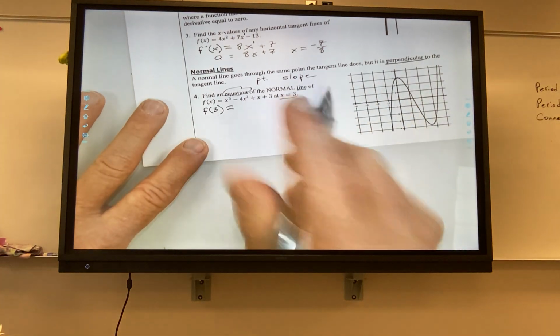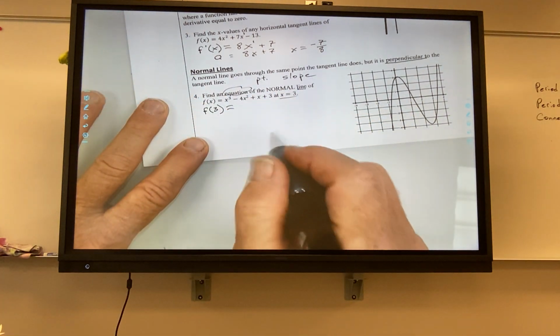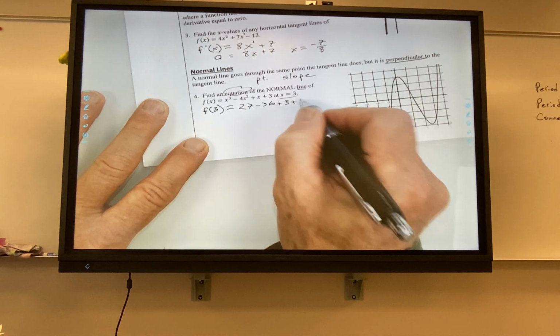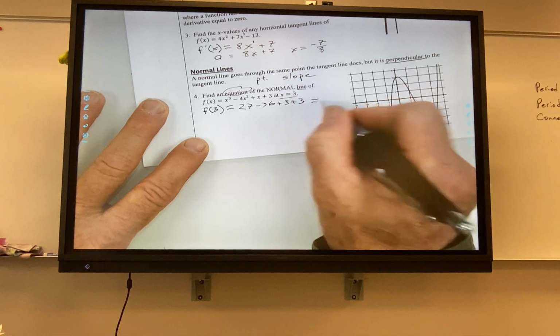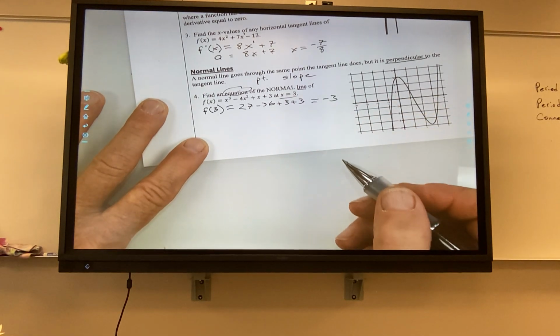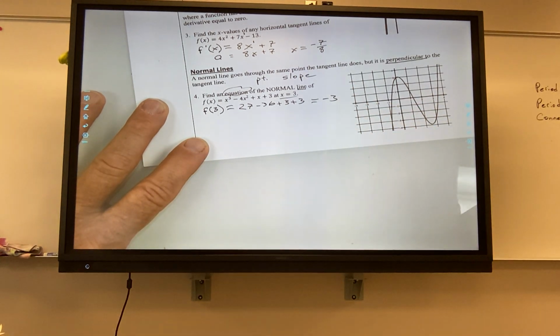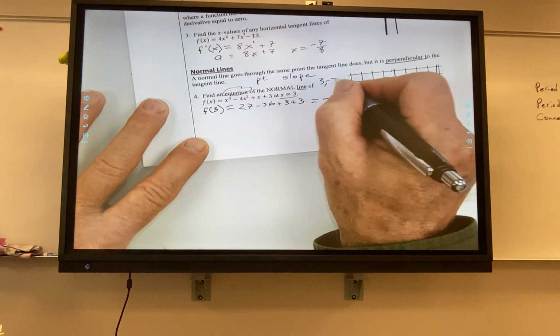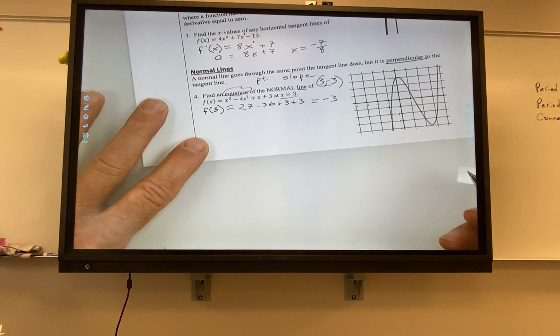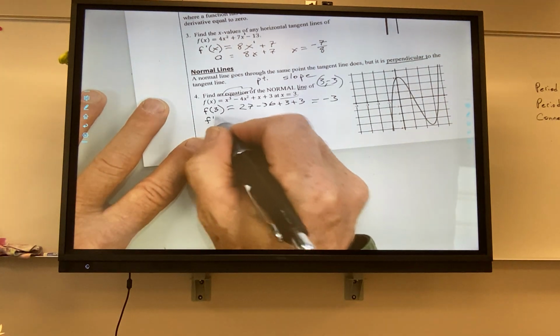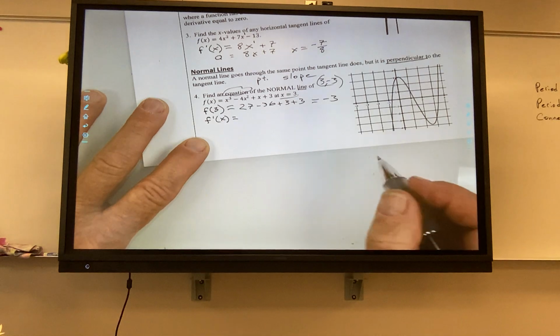Well, I've done that for you. I plugged it in and got 27 minus 36 plus 3 plus 3, and that came up, believe it or not, Grace, a -3. Isn't that the coolest thing in the world? So my point is 3 comma -3. It's almost perfect. Now I gotta have the slope. How do I figure out the slope? I find the derivative. What's the derivative? Owen.